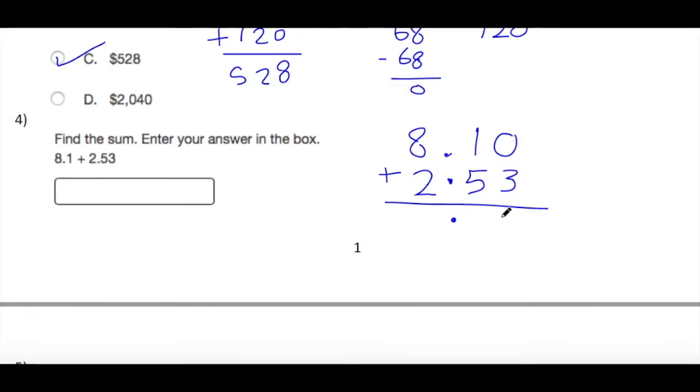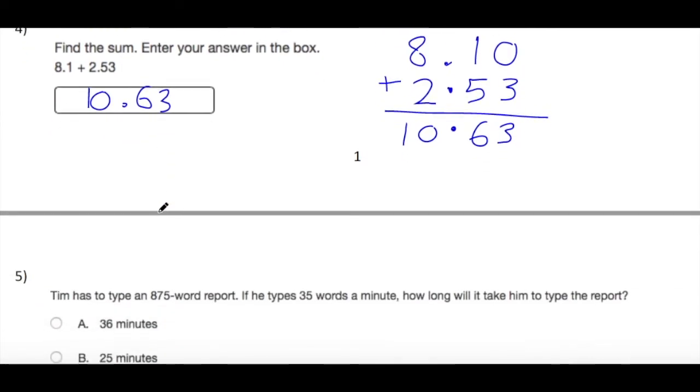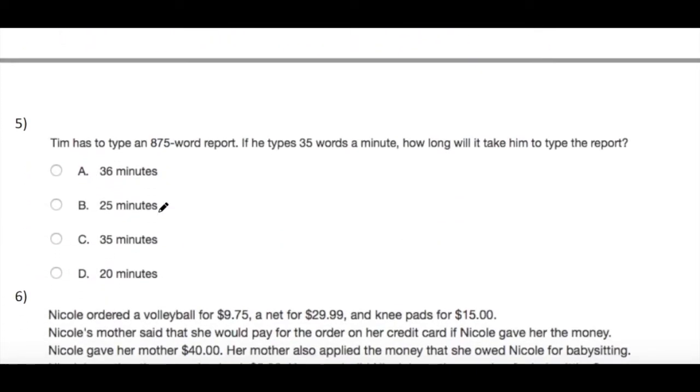0 plus 3 equals 3, 1 plus 6, 1 plus 5 equals 6, and 8 plus 2 equals 10. So the answer is 10.63. Now next question. Listen.